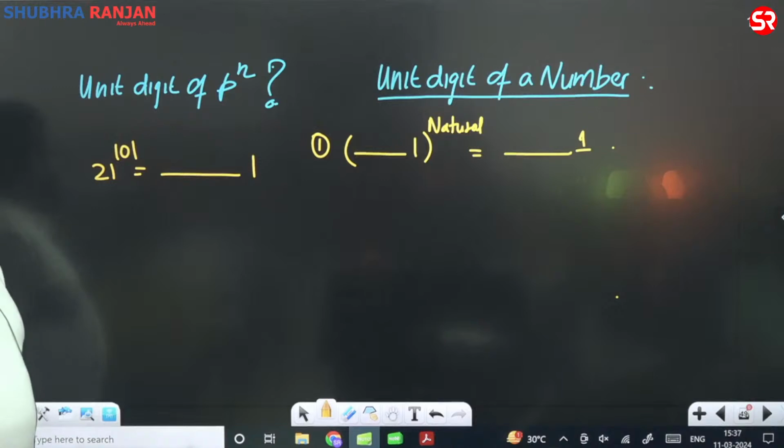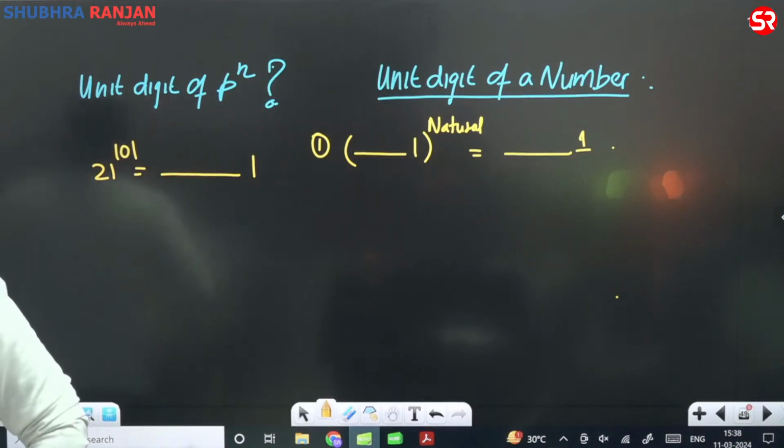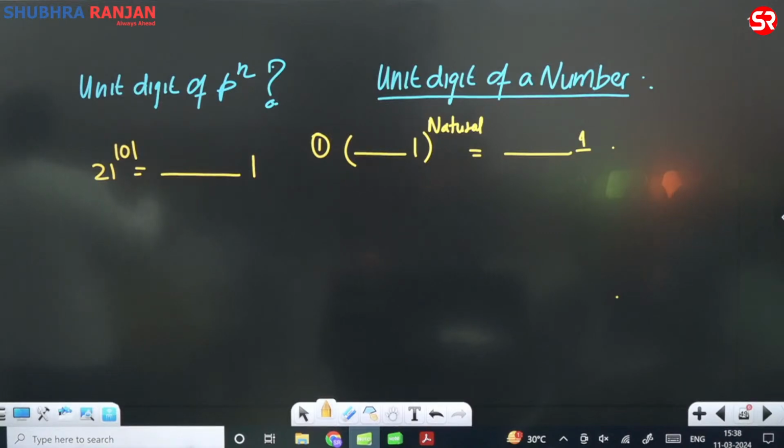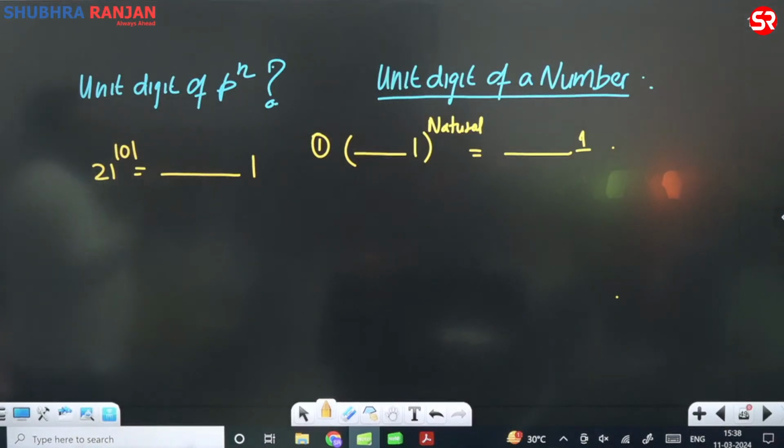it is 1 only. 21 into 21 into 21 into 21, 101 times, it's 1 into 1 into 1 into 1, 101 times. यूनिट भी तो 1 ही होगा, बिकॉज 1 मल्टीप्लाइड बाय 1 इज 1, 1 मल्टीप्लाइड बाय 1 इज 1. एग्रीड? क्लियर है ये? बोलेगा कोई यार? राइट.